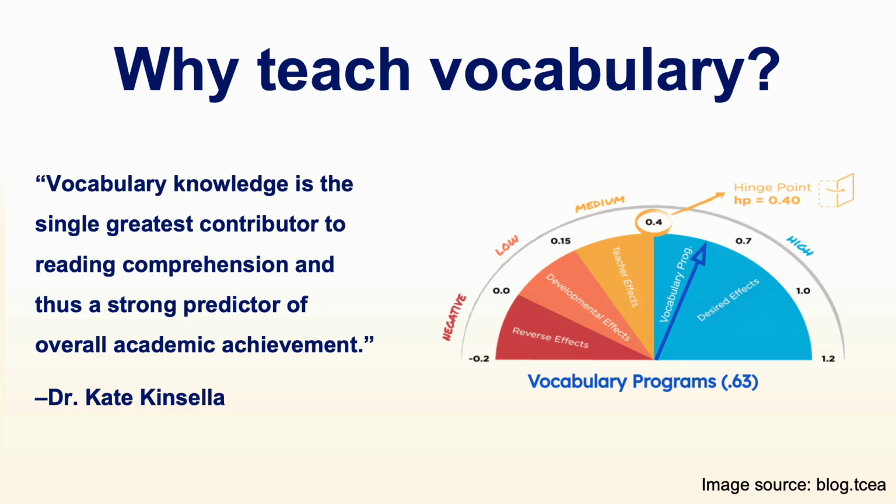Students who enter school with robust vocabularies read more, which exposes them to more words, exponentially expanding their gap over their peers. Your real-time vocabulary scaffolding as a paraeducator is a primary tool for breaking the cycle and closing that gap. Look at the chart on the screen. Explicit vocabulary programs yield a massive 0.63 effect size, which sits safely in the zone of desired effects, indicating a substantial positive impact on student learning.